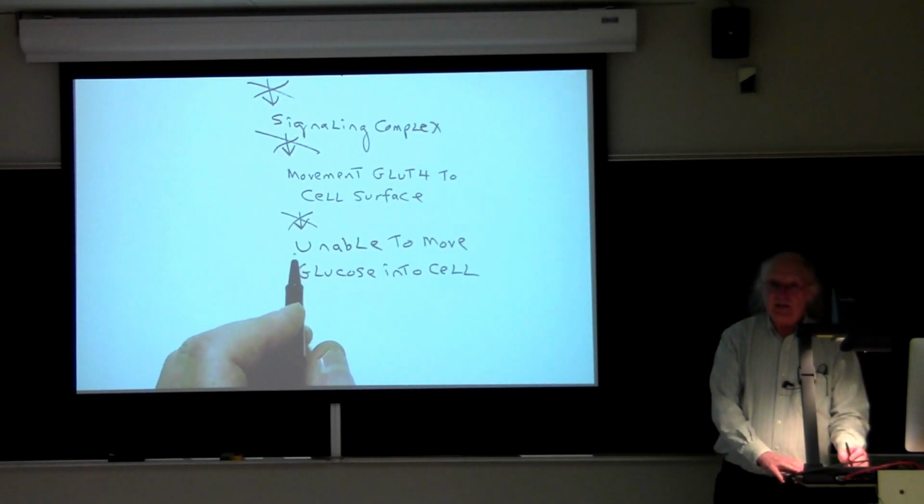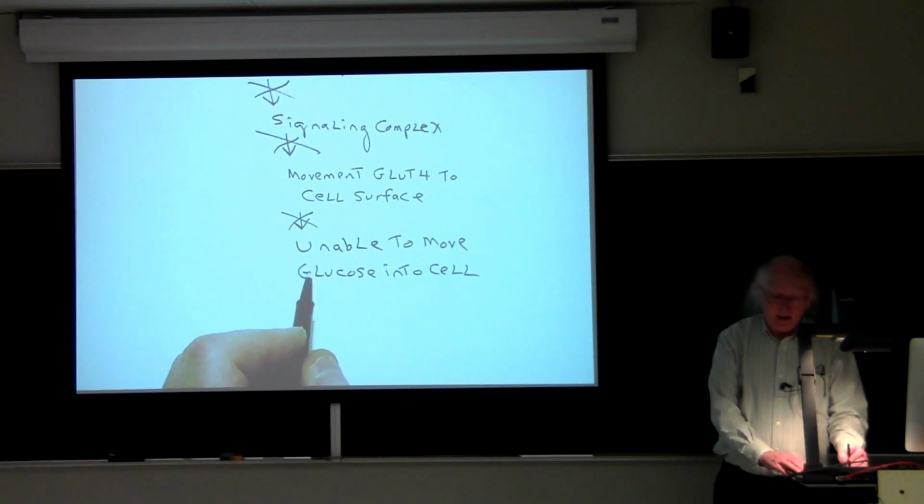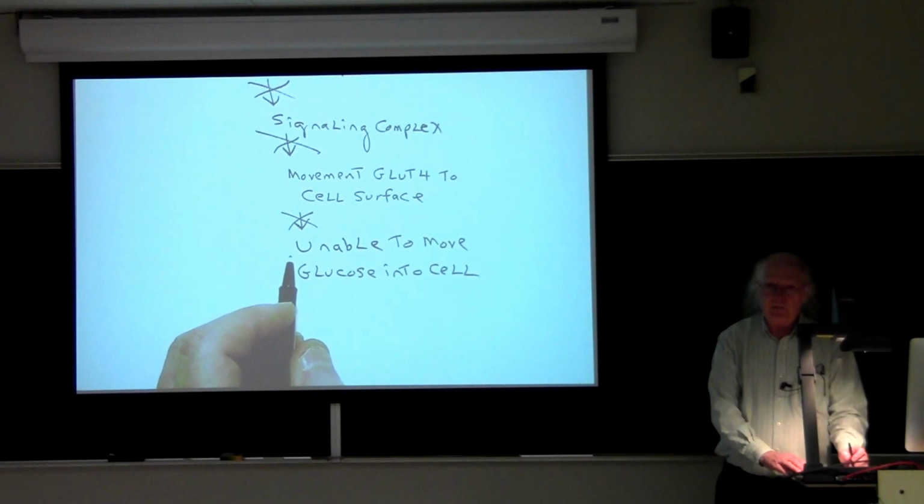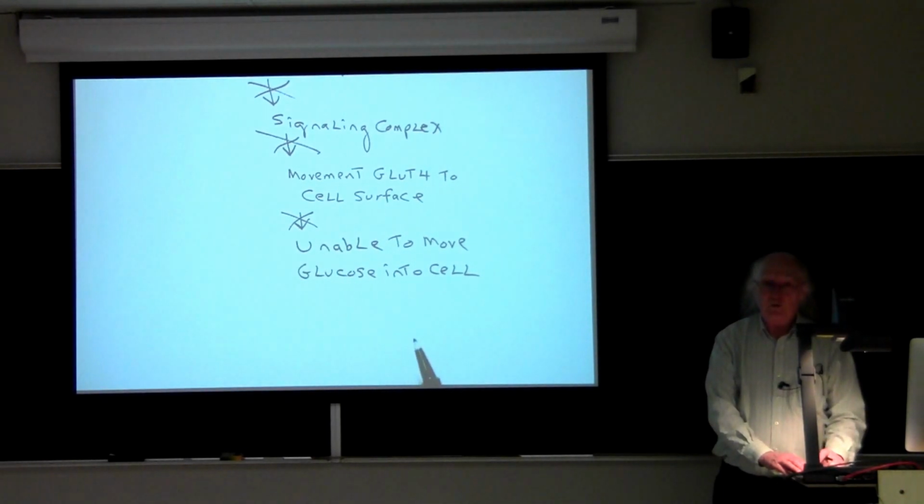Therefore, what we would see is that blood glucose levels in an individual with this problem would likely be very high, and the cells themselves would not be very healthy because they would not be able to obtain the glucose that they needed, at least not through the GLUT4 receptor.